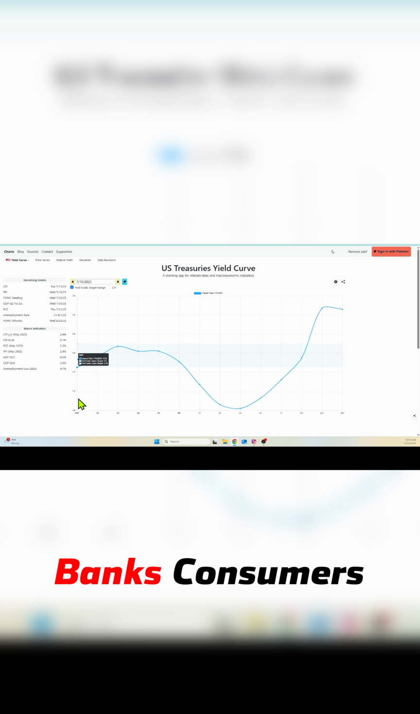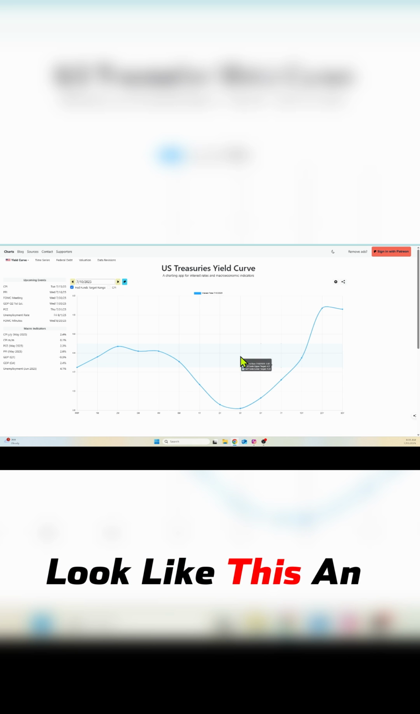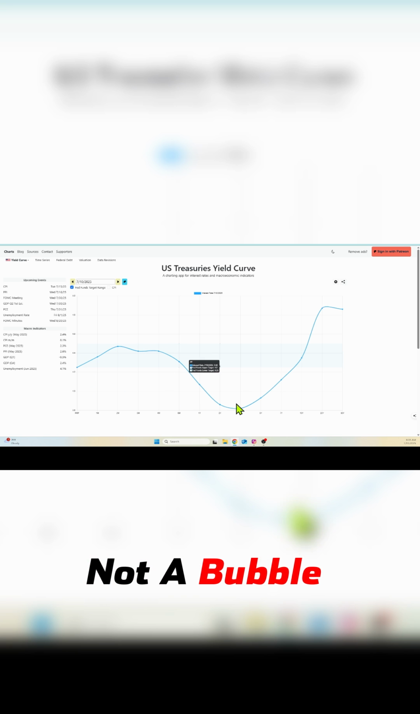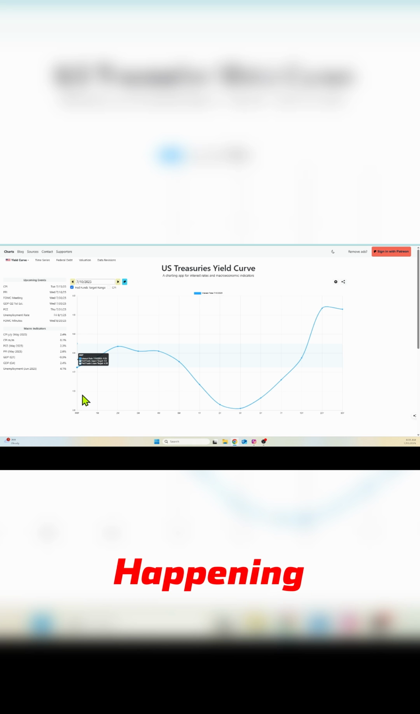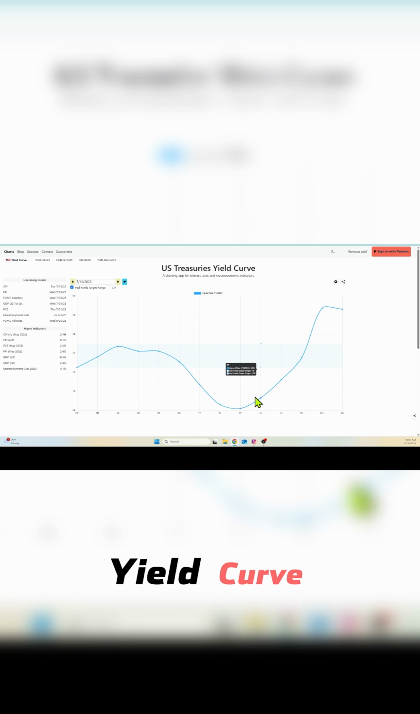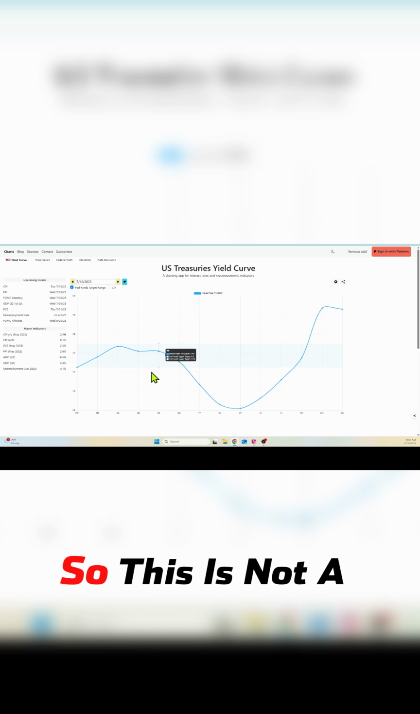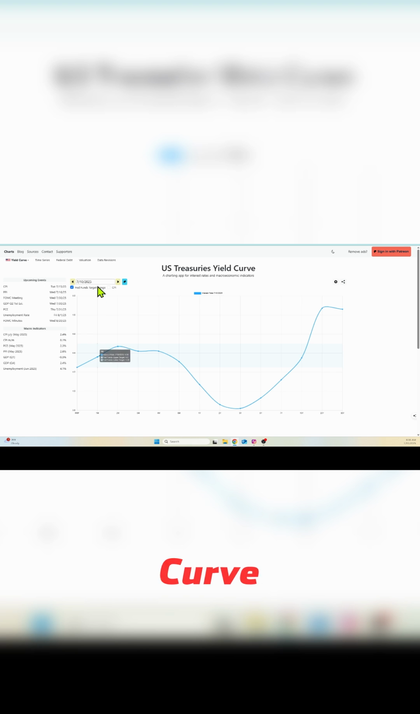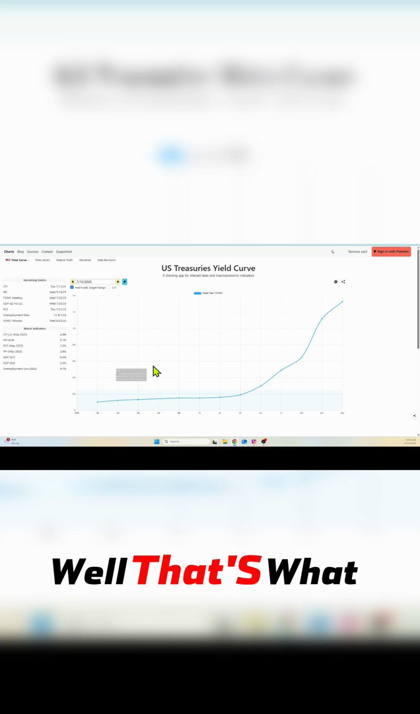This also helps banks, consumers, and everybody else, because the yield curve should look like this, an upward trend, not a bubble, basically a roller coaster ride throughout. So that's what's happening, why rates are just stuck where they are right now until the Federal Reserve starts to drop rates down here. It normalizes the yield curve, and that'll bring out some risk premium in the bond market as well. So this is not a normal yield curve, and if you want to go back in time to see what a normal yield curve looks like, well, that's what it looks like.